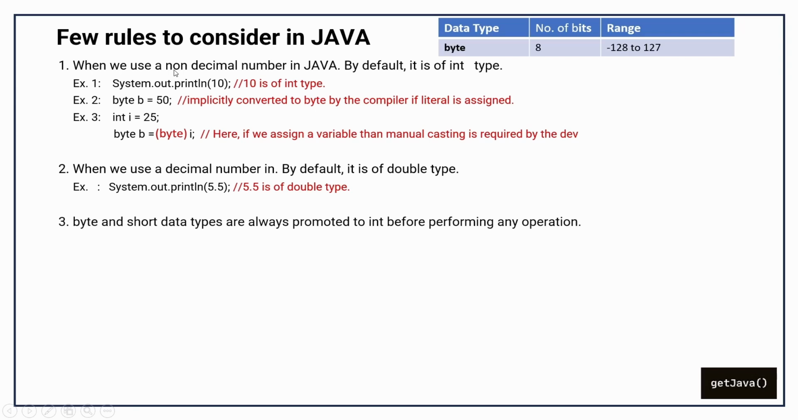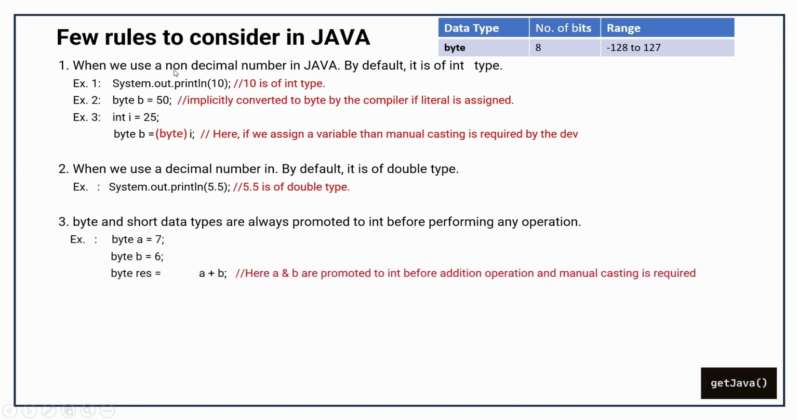Third, byte and short data types are always promoted to int before performing any operation. So whenever we use a byte type variable or a short data type variable and we are performing some operation on it, for example, byte A equal to 7, byte B equal to 6, and we perform the operation A plus B, here the byte type variables, or short type variables, will be promoted to integer data type before performing the operation.